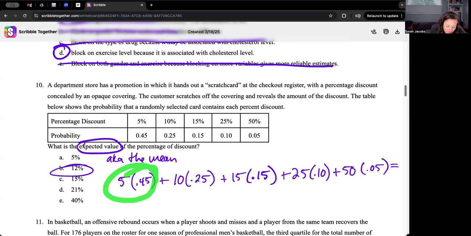So the big majority of the discounts are in that 5 to 10% range. That's what, 70% of all the discounts are in that 5 to 10 range. But we have a couple big guys up here that are pulling that expected value a little higher.